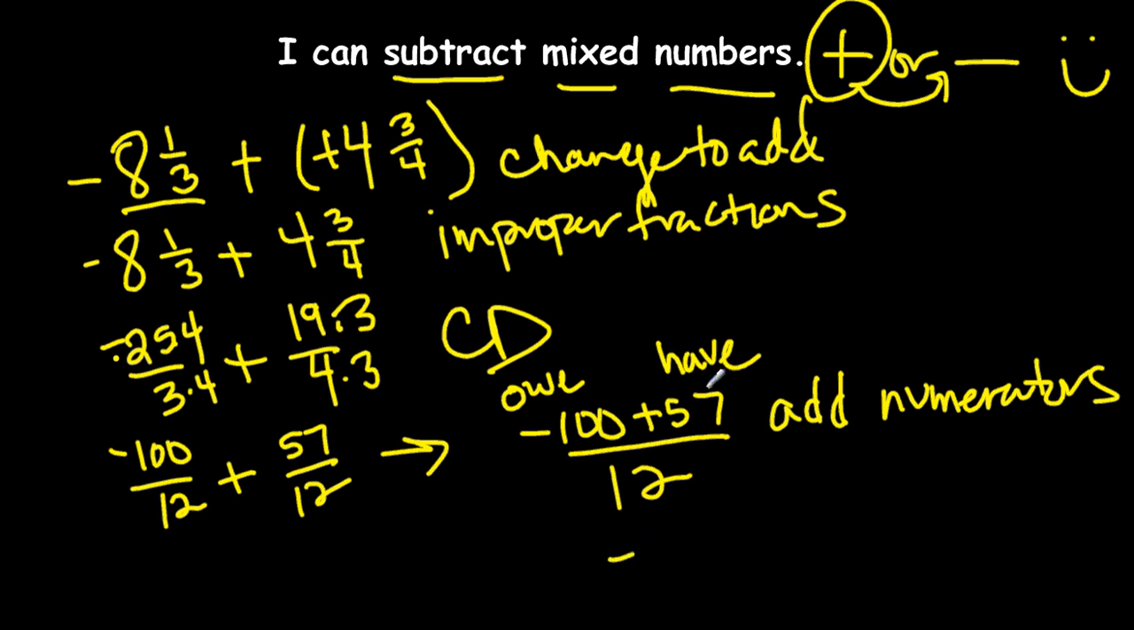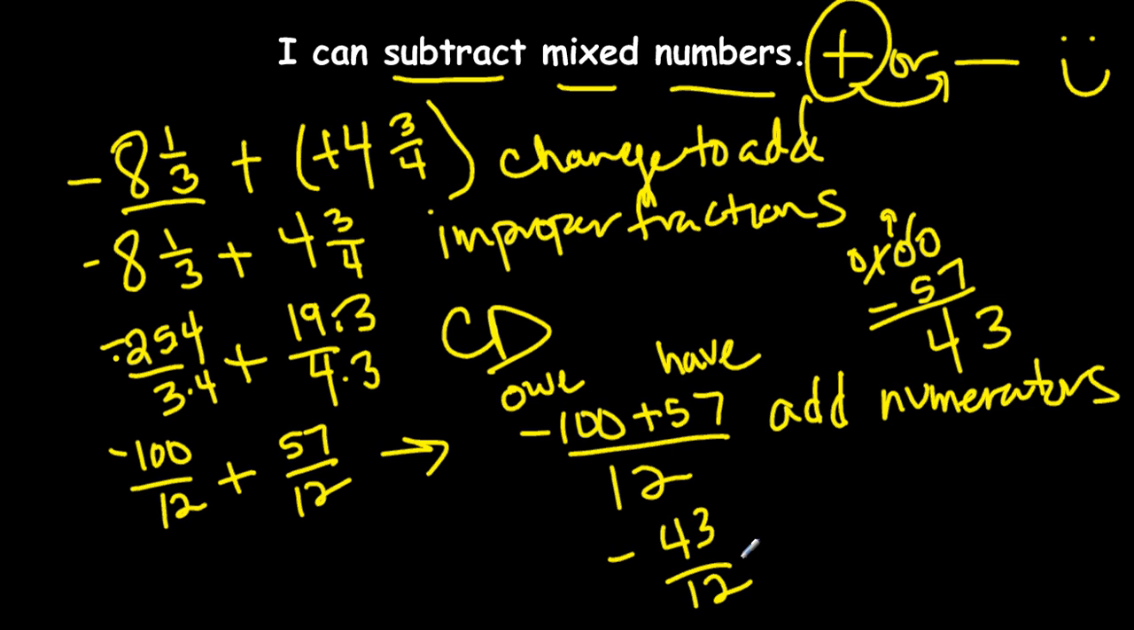And then I have to think, well, I got to take 57 off of here. So I'm going to go 100 minus 57 up here, which is going to give me 10 minus 7 is 3, and 9 minus 5 is 4. So I end up with negative 43 over 12, which is fine, but this is improper. So we shall change it into a mixed number.